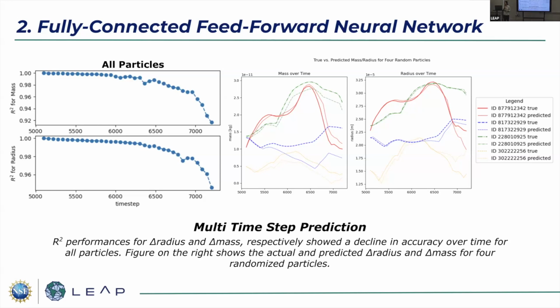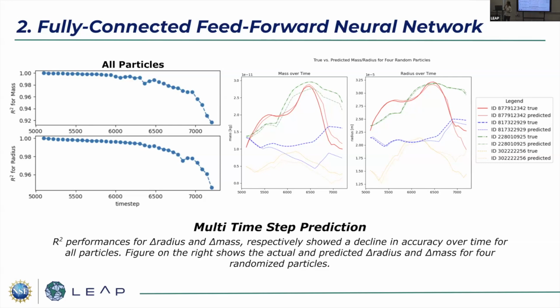In this part, my mentor Joe really helped a lot because I had some debugging issues that I couldn't quite figure out. But what we figured out was the R-square of all the time steps declined a bit over time for both change in mass and change in radius. Even though the accuracy is declining over time, it's not declining too significantly, which still makes this type of model promising to work with.